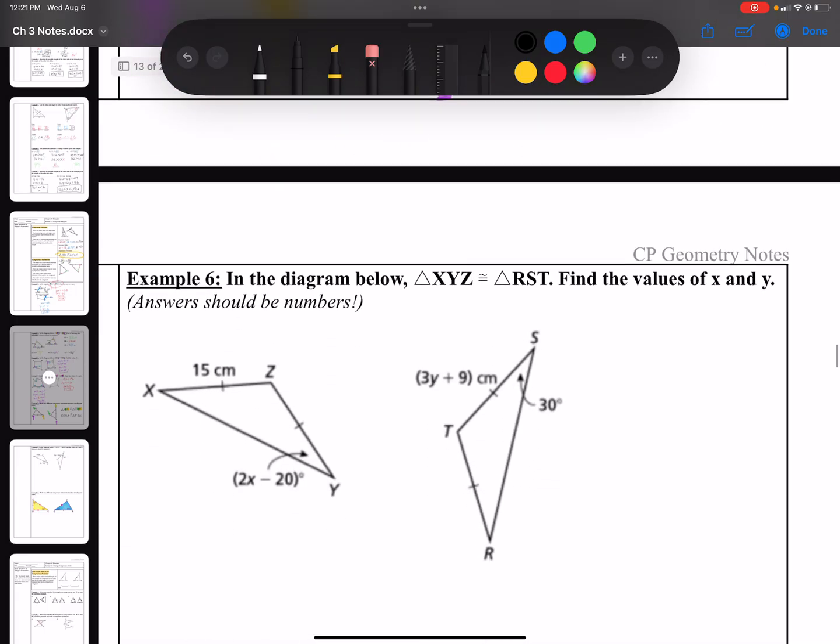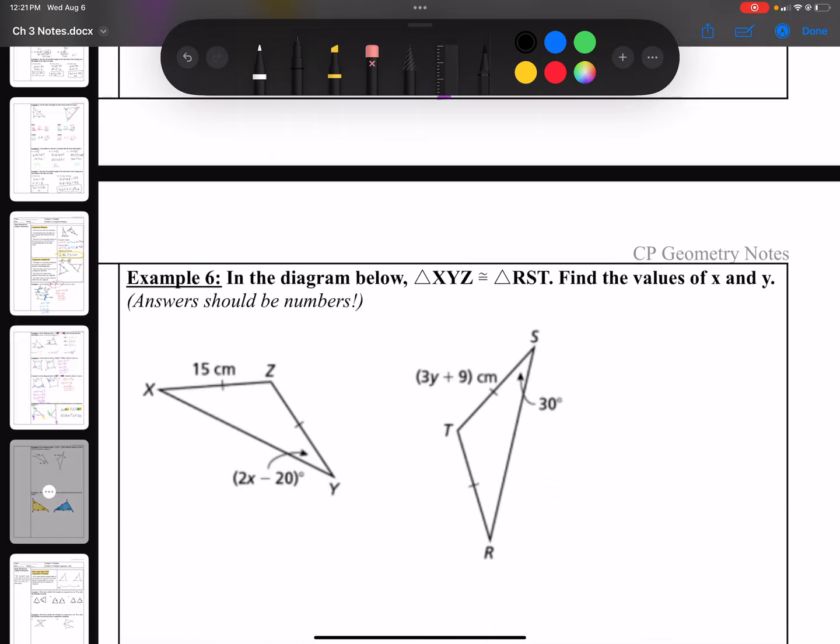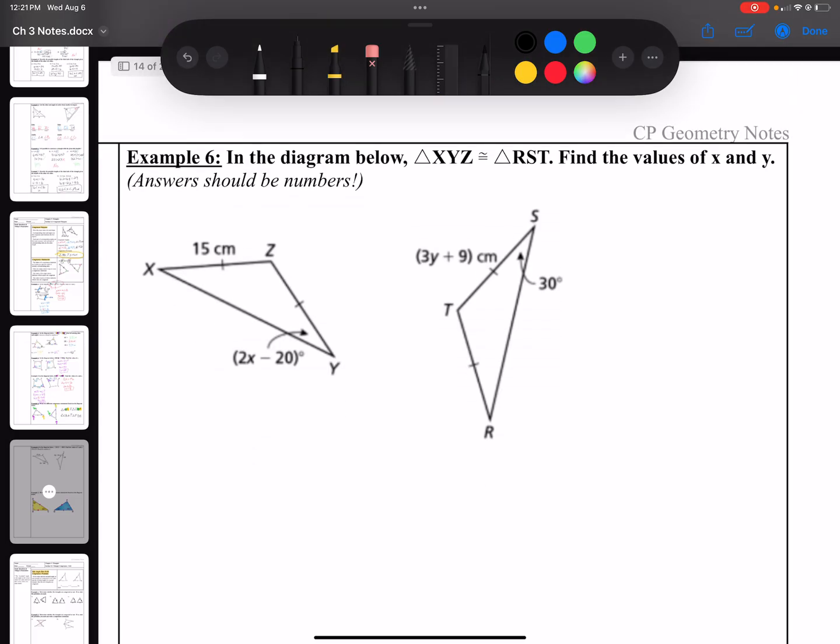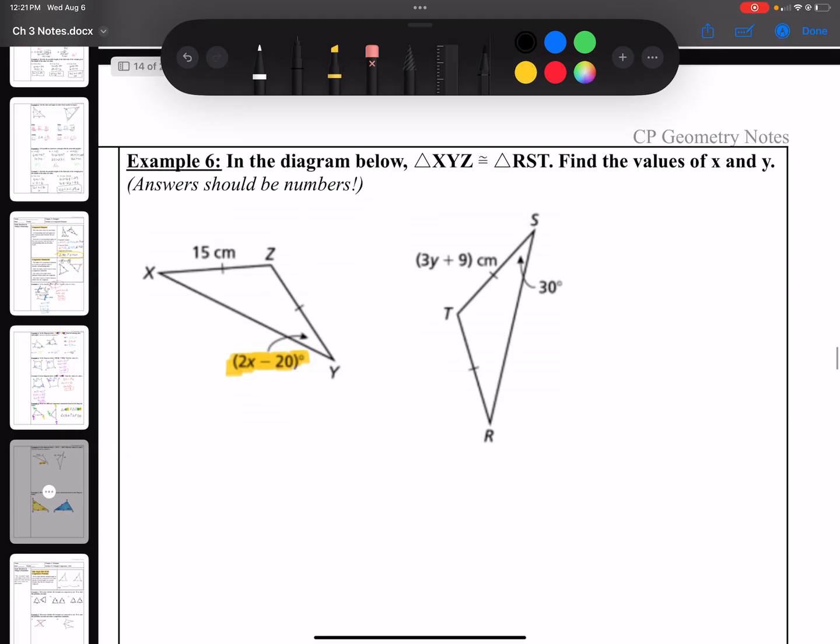In the diagram below, we know triangle XYZ is congruent to triangle RST. Find the values of x and y. Your answers should be numbers. Okay. Well, I've got an x right here. Oh, degrees, that means it's an angle. What angle is that a part of? It's a part of angle Y.